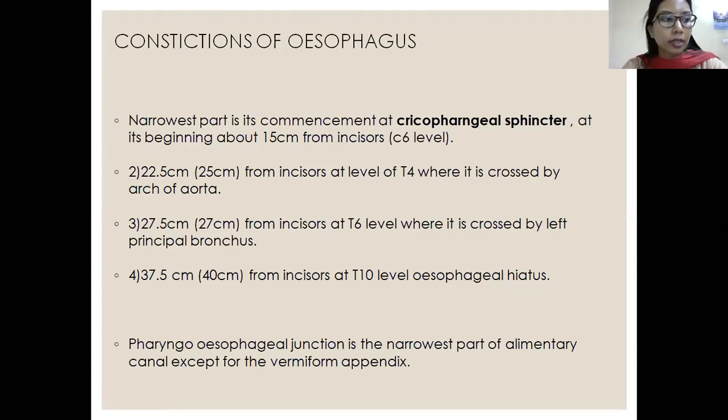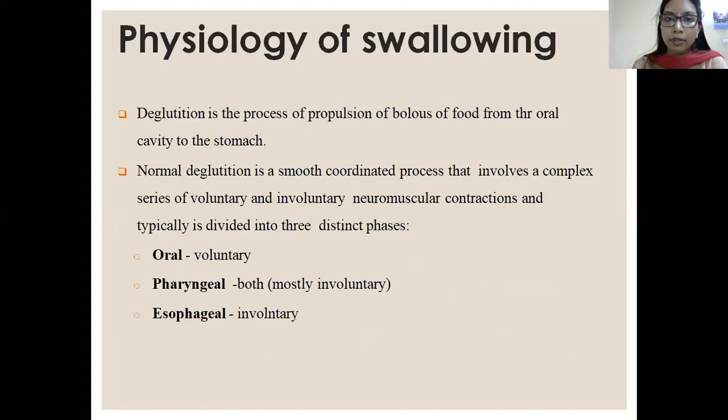The last one is precisely at 37.5 centimeters, or approximately, let's keep it around 40 centimeters from the incisors. This is at the level of T10. That is the esophageal hiatus of the diaphragm through which the esophagus becomes abdominal esophagus from thoracic esophagus. The pharyngoesophageal junction is the narrowest part of the alimentary canal except for the area of the vermiform appendix.